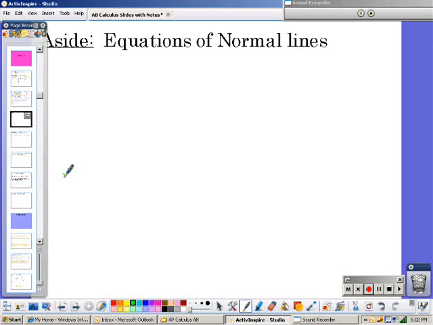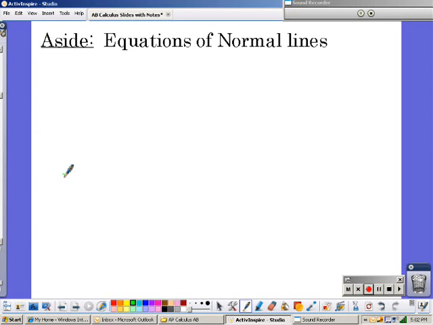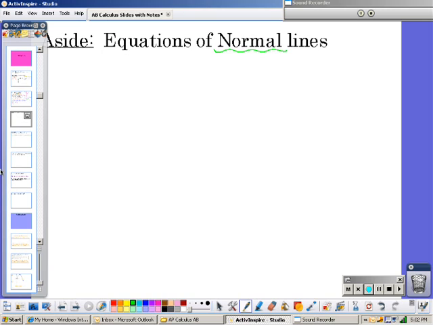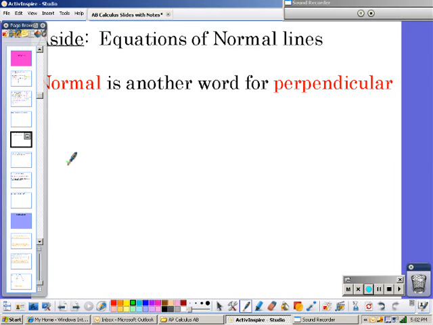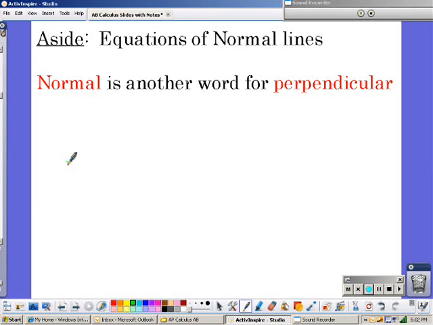What we'd like to do next is talk about something related to tangent lines. It's something known as a normal line. Okay, and a normal line and a tangent line are super similar. The only difference is that they're perpendicular. So, it's worth jotting down that normal is actually just another word for perpendicular.